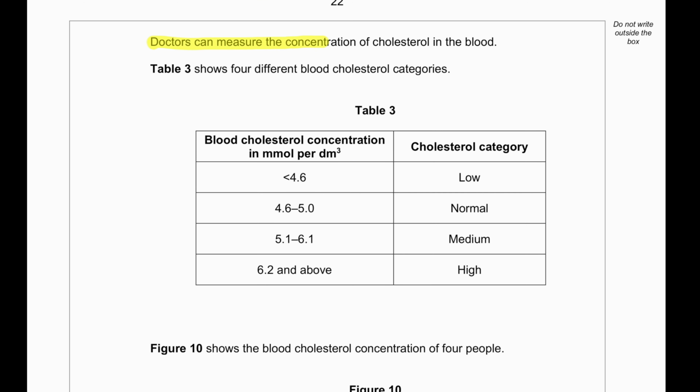Doctors can measure the concentration of cholesterol in the blood. Table 3 shows 4 different blood cholesterol categories. We can see blood cholesterol concentration in millimole per dm cube. Less than 4.6, cholesterol category is low. And then we have 4.6 to 5.0, which is normal, and 6.2 and above, which is high.